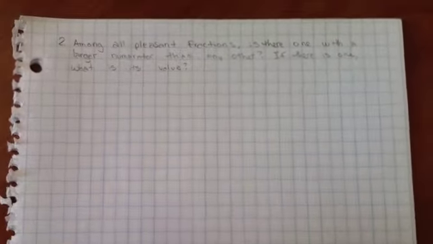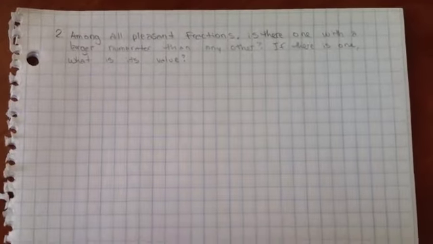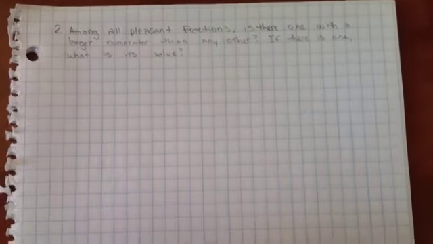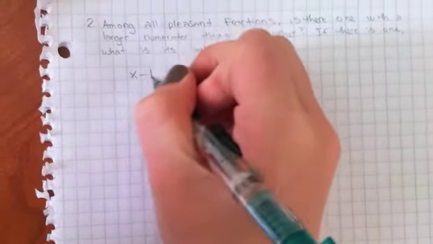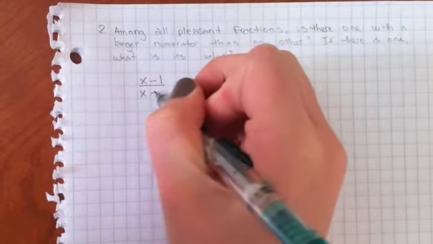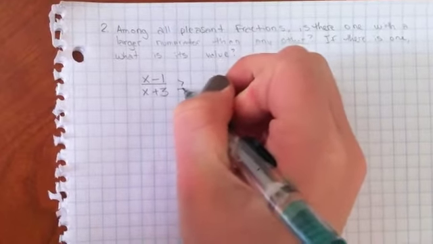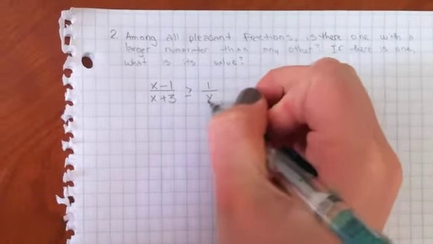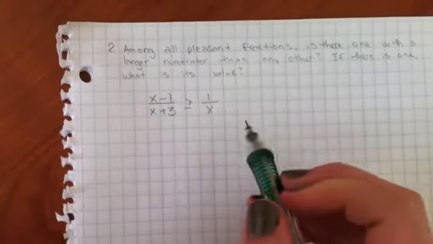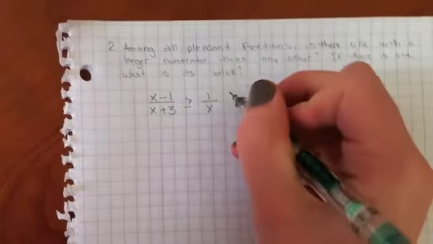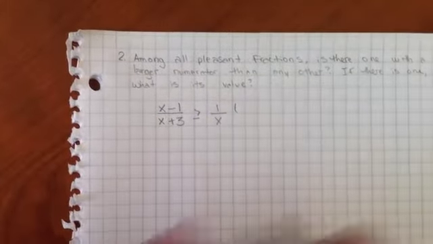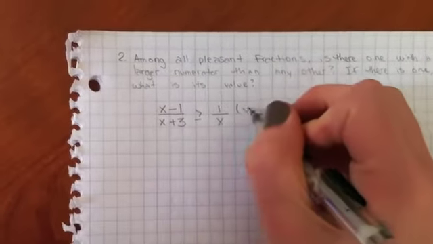The second problem is, among all pleasant fractions, is there one with a larger numerator than any other? If there is one, what is its value? So this time we're going to do similar to the first problem. So x minus 1 over x plus 3 is greater than or equal to 1 over x. And then we are going to make them have a common denominator so that we can work with them better.